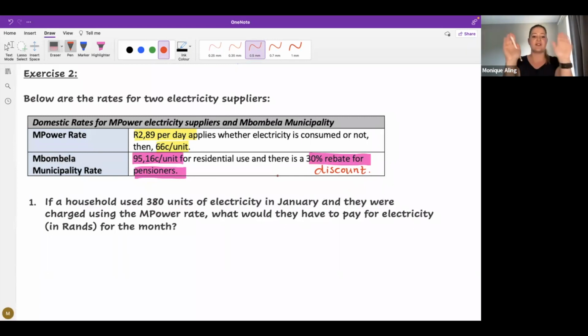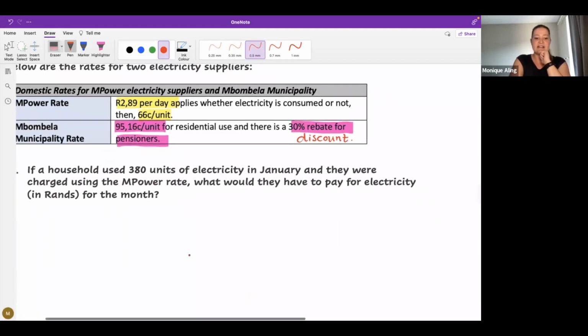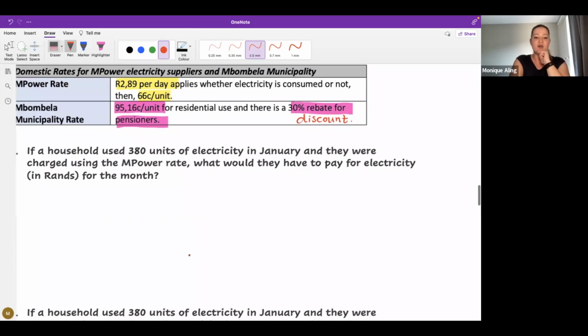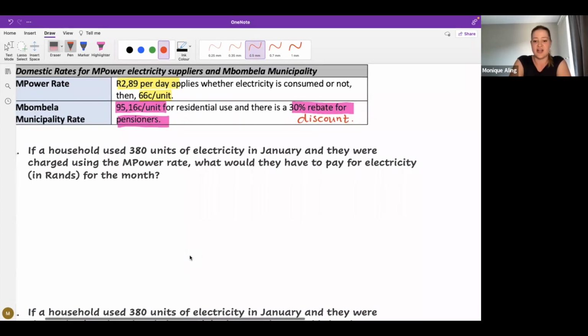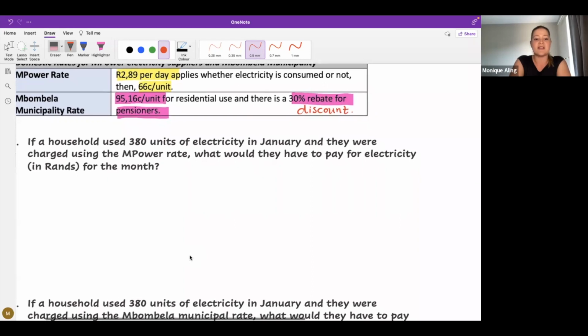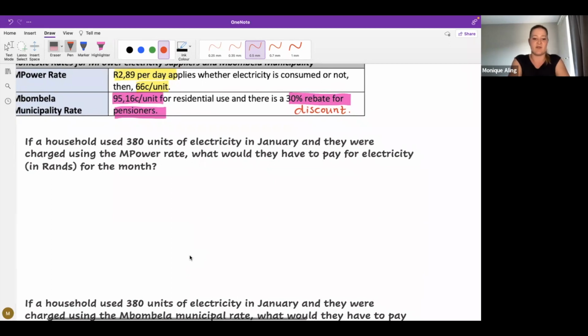Okay, so we've got two different companies that charge different rates or different tariffs for the electricity. So let's go into the question and see what we need. If a household used 380 units of electricity in January and they were charged using the M-Power rate, what would they have to pay for electricity in rands for the month?